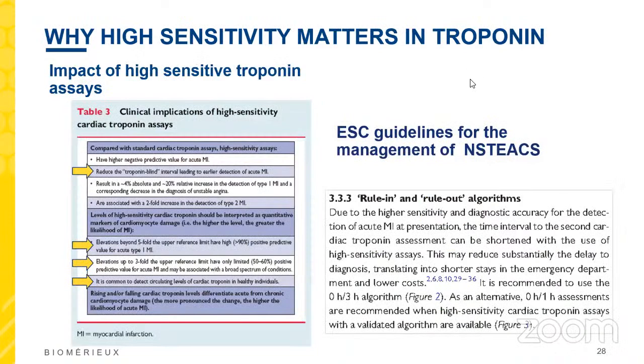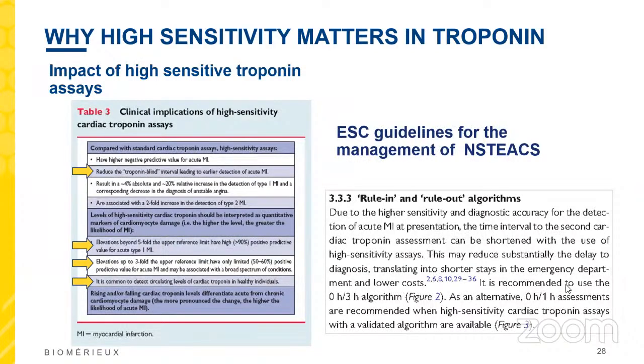Okay. And sensitivity matters. This is all from the ESC guidelines, European Society for Cardiology. I won't go into all the details. This is, I think, the most important bullet point. Due to higher sensitivity and diagnostic accuracy for the detection of acute MI presentation, time interval to the second cardiac troponin can be shortened with the use of a high sensitive assay, okay? Because you might need to repeat the troponin.